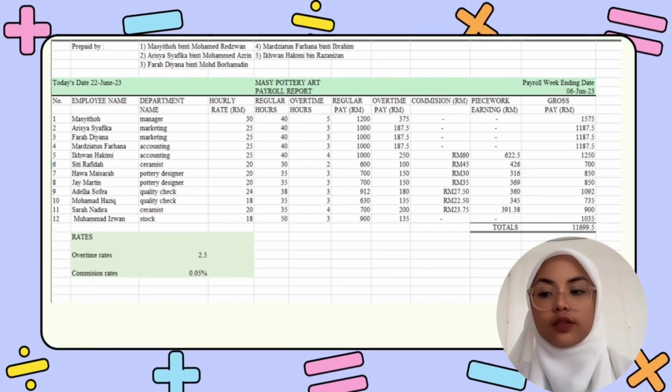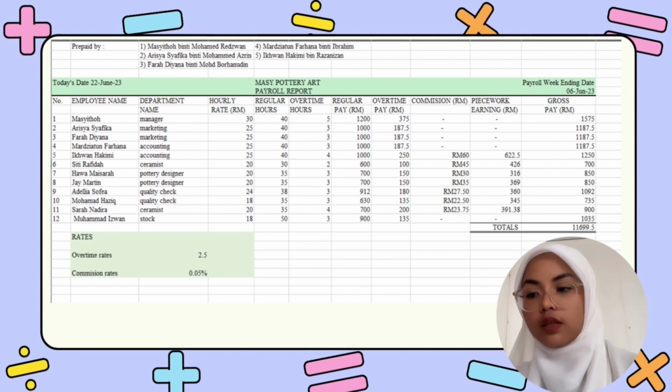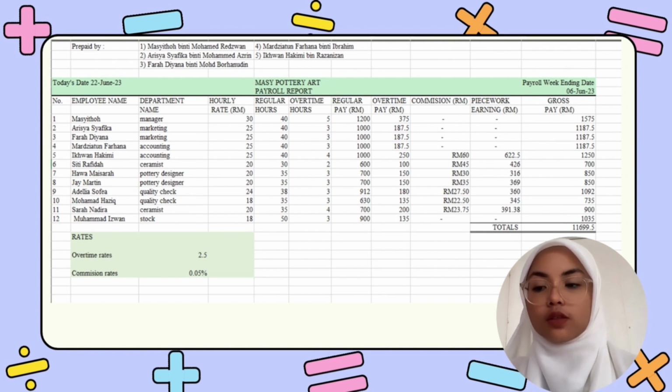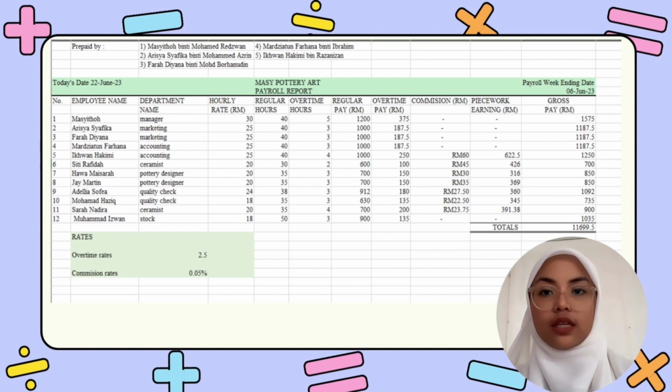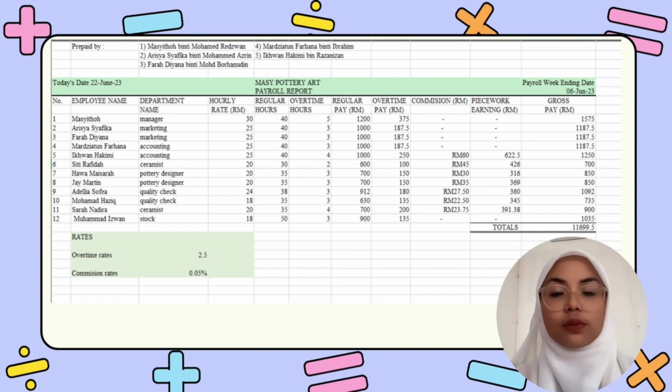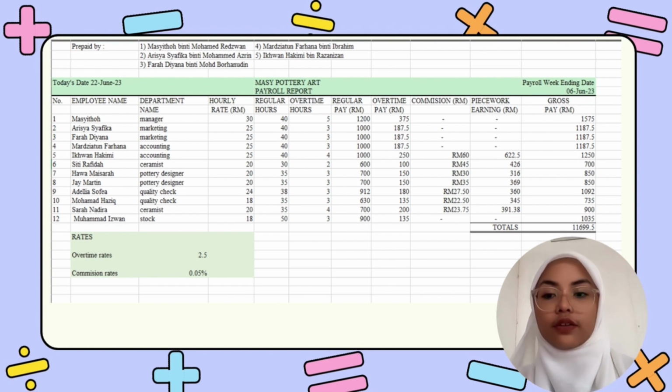Last but not least is the gross pay section. To get the gross pay, we need to use the formula, which is overtime pay plus regular pay. As an example, we can take Mashita. The overtime pay, which is 375 ringgit, will be added to the regular pay, which is 1,200. So we will get 1,575 ringgit.